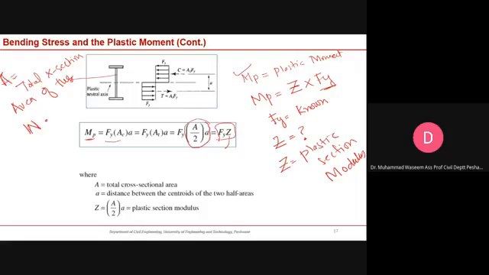And what is the moment? You know that this is a rectangle, so you can divide it by 2, and this divided by 2, then you can use the distance between the centroids of the two half areas. Half areas mean compression and tension. The plastic section modulus you can find for a wide flange section with this formulation.